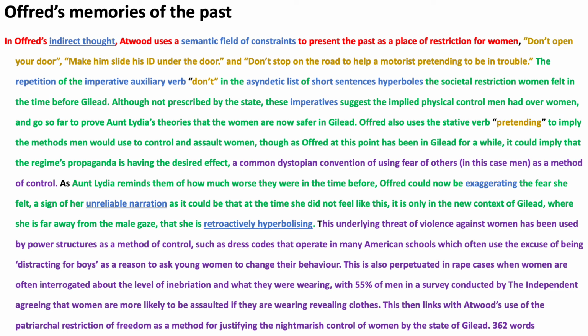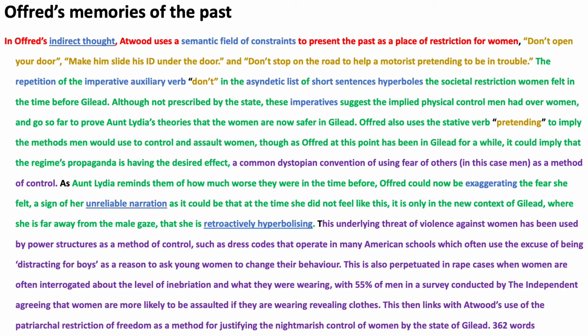But we've also got this bit in the middle, which is about dystopian conventions too. We've got these 3 decent sized techniques, which then means that we've got a nice range of language levels that we can talk about. So we've got things about voice, indirect thought, unreliable narration, retroactively hyperbolizing. We've also got some kind of rhetorical devices with exaggeration. We've got listing, asyndetic lists. We've got sentence types. We've got sentence moods, imperatives. We've got repetition. We've got stative verbs.